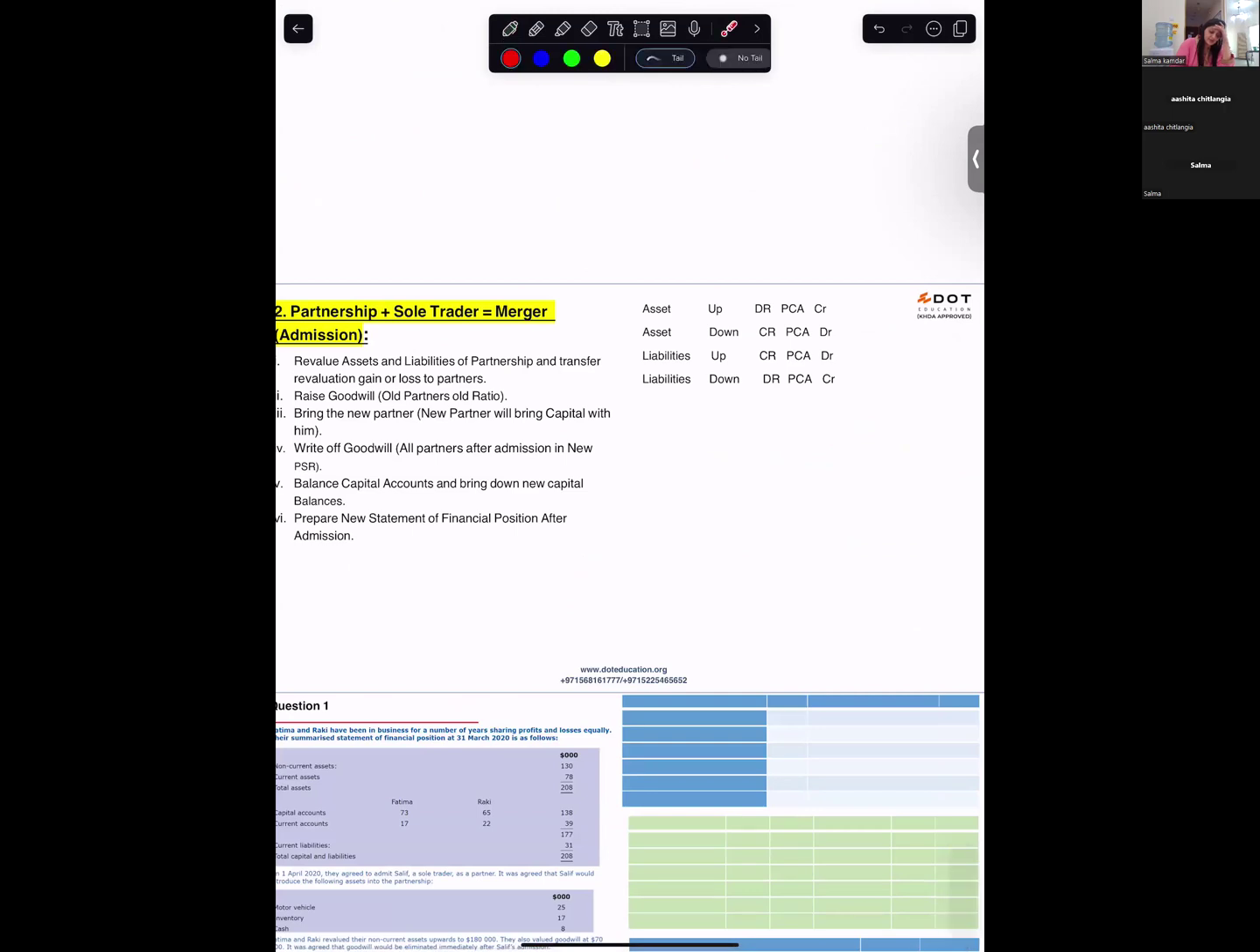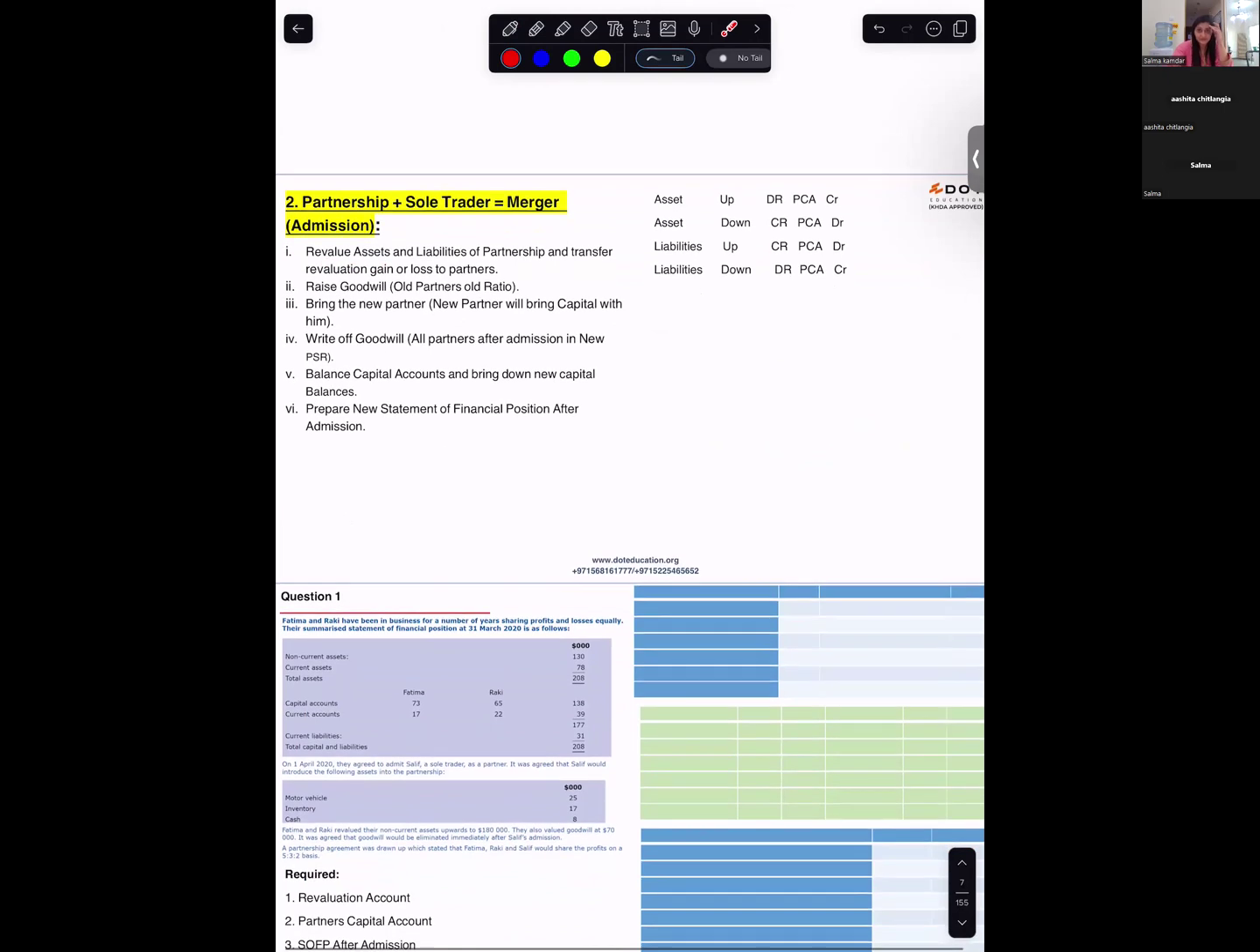There is a merger of a sole trader with a partnership firm, or you could say admission. First thing, what will you do? Revalue assets and liabilities of partners and transfer revaluation gain or loss to the partners. So if the assets are going up, it is a good thing. So it will go to the partner's capital account credit side.